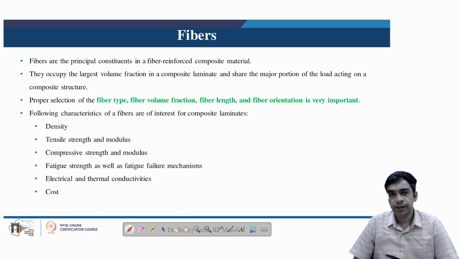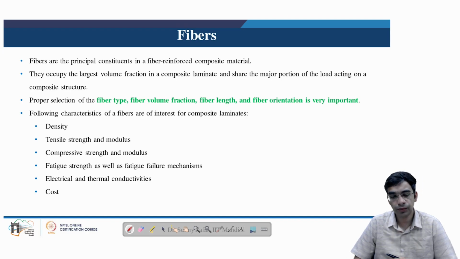So as we have seen that composite materials are multi-phase materials in which there are primarily two constituents where fibers are basically the reinforcing constituent, and then we also have the matrix. So fibers are basically the principal constituents in any fiber reinforced composite material. The fibers often occupy the largest volume fraction in the composite laminates, and they share the major portion of the load acting on the composite structure.